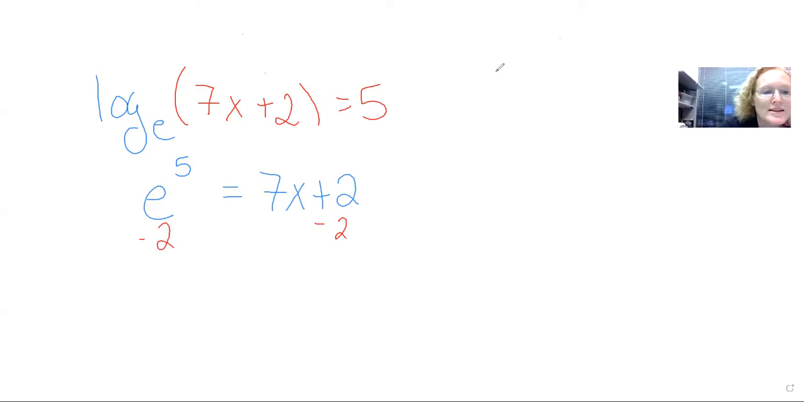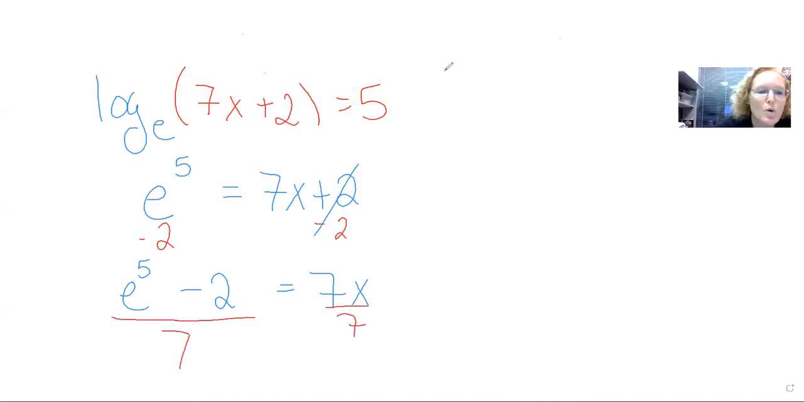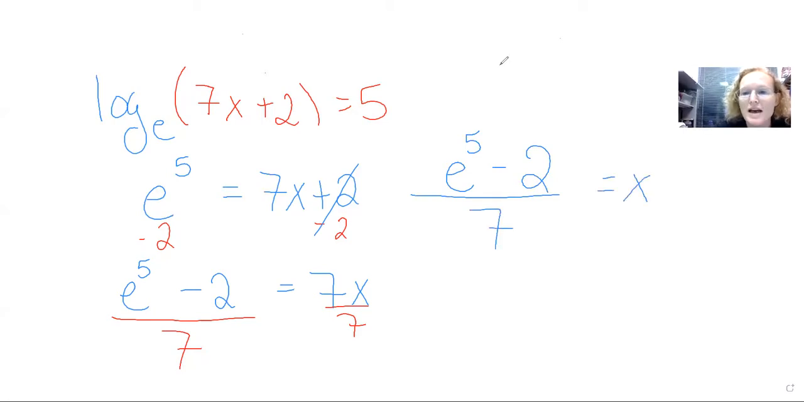All right, and when I do that, that's going to give me e to the 5th minus 2 equals 7x. Now, I still haven't quite solved for x. I have that 7 over there. And so the way that I'm going to need to get rid of that is to divide by 7. And make sure that when you do that, you divide the whole thing by 7 over here. And so what that really means is that if I'm solving this and giving them an exact answer, I have e to the 5th minus 2 divided by 7 equals x.